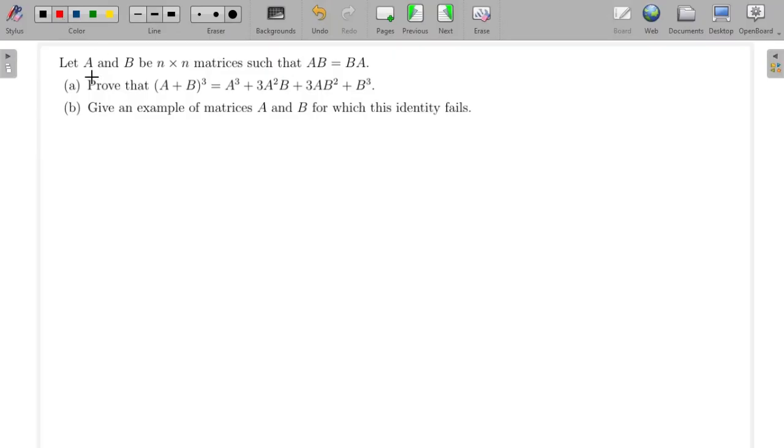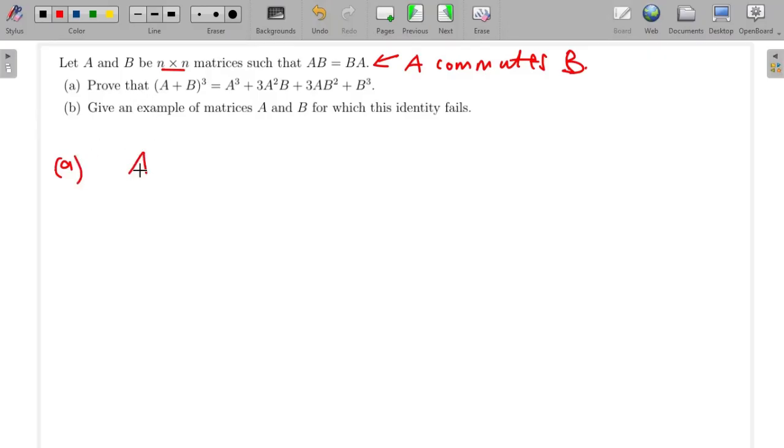Now let's look at this question here. They're saying, let A and B be n by n matrices, n by n simply meaning they're square matrices, such that AB is equal to BA. So this simply tells us that A commutes with B. As simple as that.